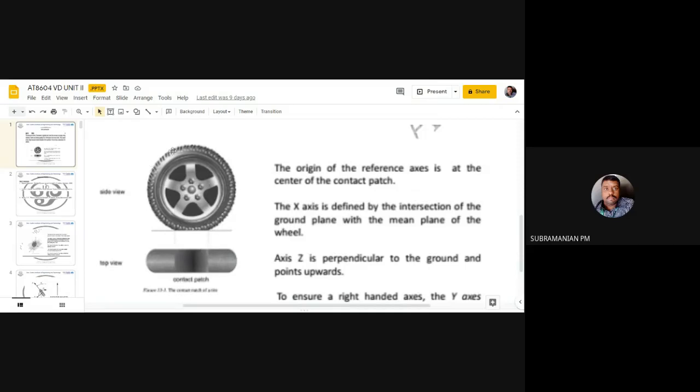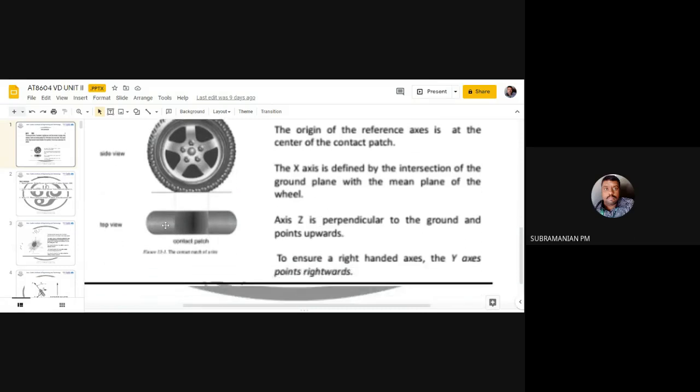Front view means you will be able to see only the front portion of the tire. Okay, you can't see the wheel rim and all. In side view only you can see the wheel rim, and in the top view you'll be able to see the contact patch, that is, the length of the contact patch. So whenever I'm going to study the tire, what I'll be doing now, I'll be keeping the origin at the center of this contact patch. So the origin of the reference will be at the center of the contact patch.